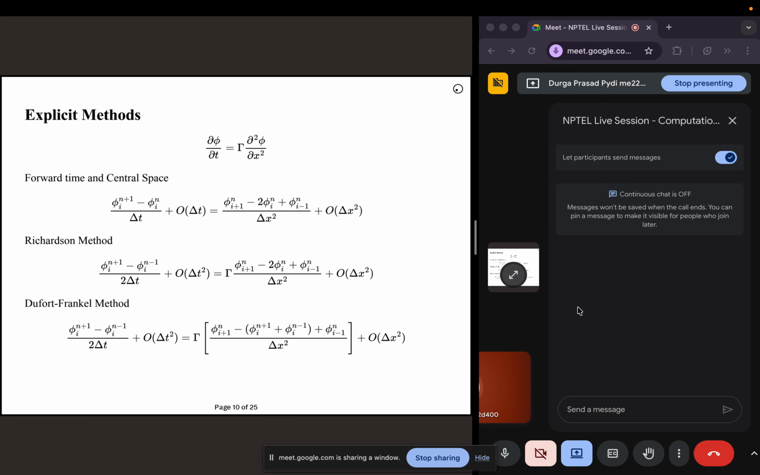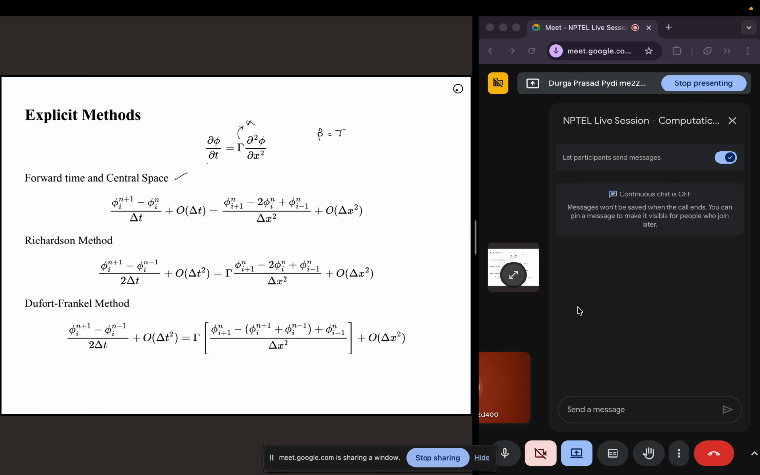So the first step in these methods is explicit methods. If you have a governing equation like this unsteady heat conduction equation, where phi is your temperature, then it is basically unsteady heat conduction. This is your thermal diffusivity. The first scheme discussed in the lecture videos is forward time and central space.